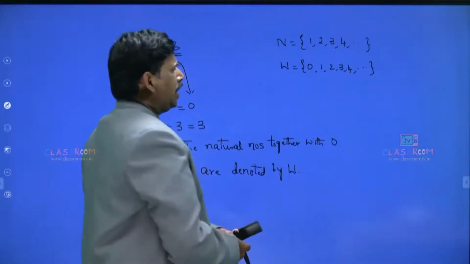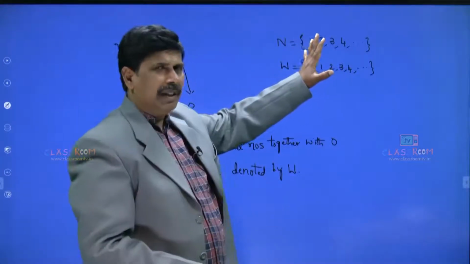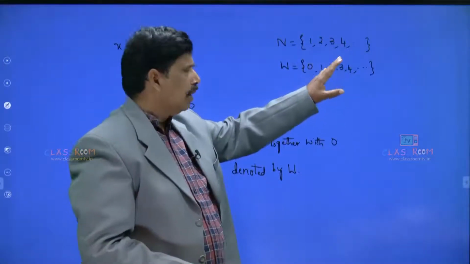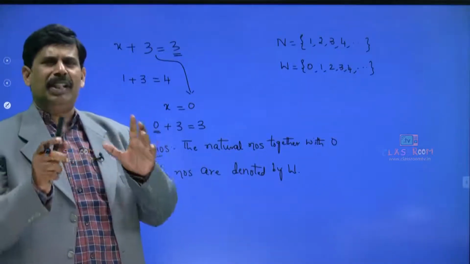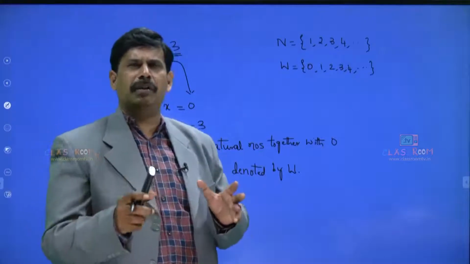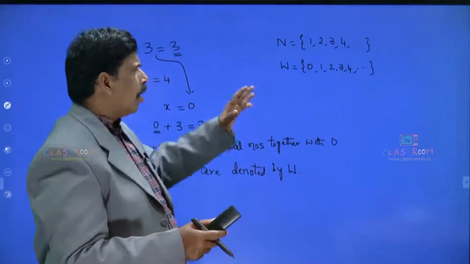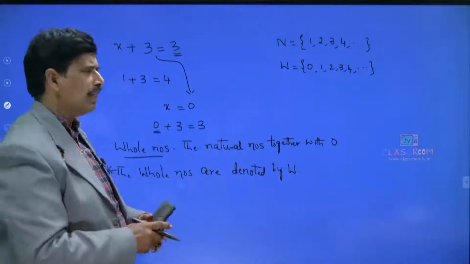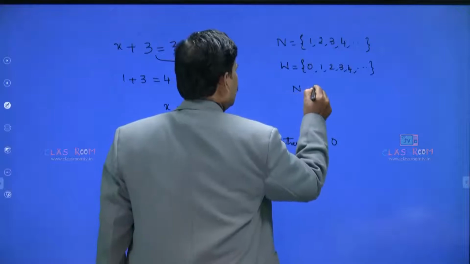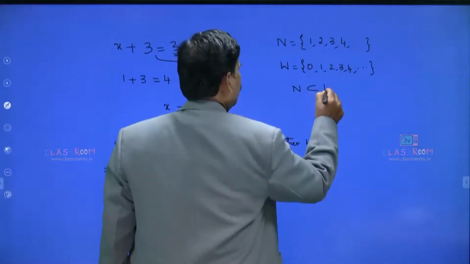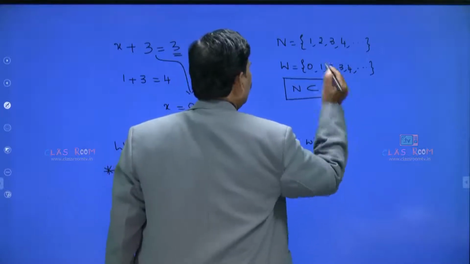So can we say that the natural numbers, whatever numbers are present, 1, 2, 3, 4, are also present in whole numbers? The elements of the set of natural numbers are also present in the set of whole numbers. So we can now say the natural numbers are a subset of whole numbers.